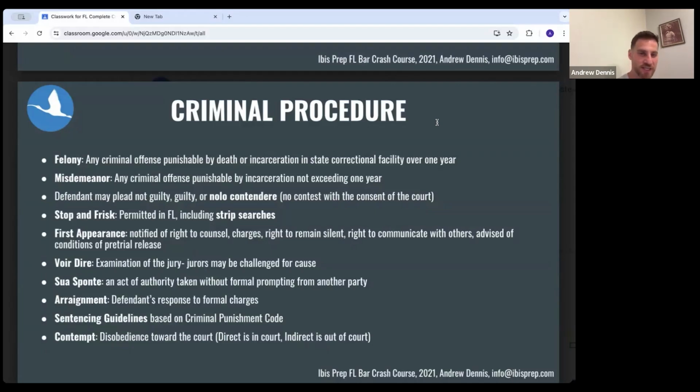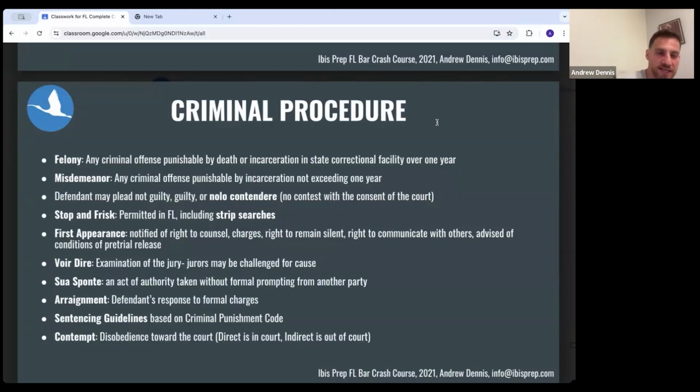Stop and frisk is permitted in Florida, including strip searches. Stop and frisk is pretty much like a Terry stop, where if they have reasonable suspicion that criminal activity is afoot, they can pat you down supposedly for weapons. But then if they find anything that is illegal, then they can continue the search.